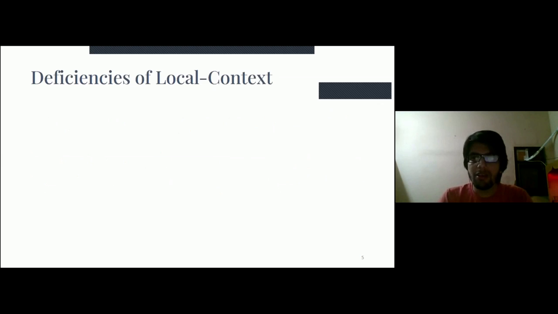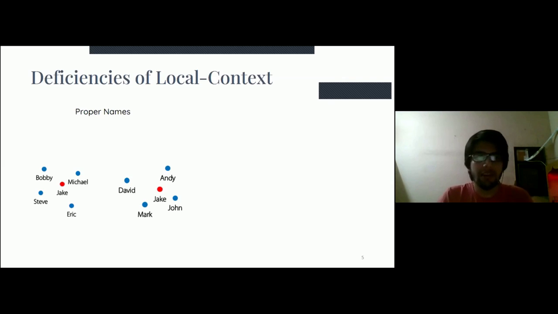Most of the past works were local context based. What I mean by this is that they do not consider the information stored in the whole language model when they are trying to calculate the ambiguity for a particular word. This can cause certain troubles. One example is proper names. Here you can see the word Jake.